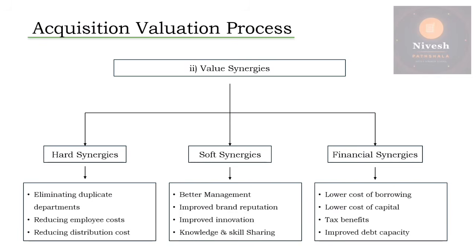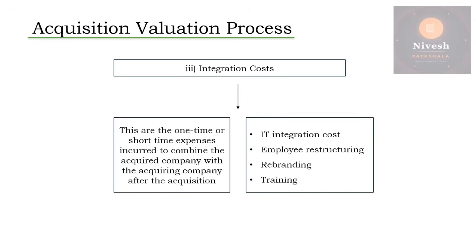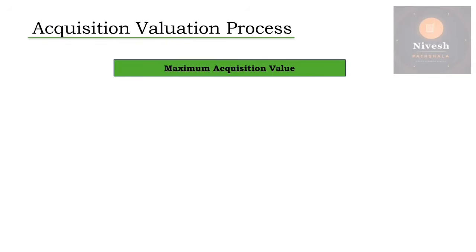Next we move on to our third step, integration cost. So what is integration cost? It is a one-time or short-term expense incurred during the combination of the two companies. It is only a one-time cost, like IT integration cost, employee restructuring, rebranding, training. These are the costs which occur when two companies merge or one acquires the other. So it is a one-time cost. That's called integration cost. After combining all these three steps, we get the maximum acquisition value.